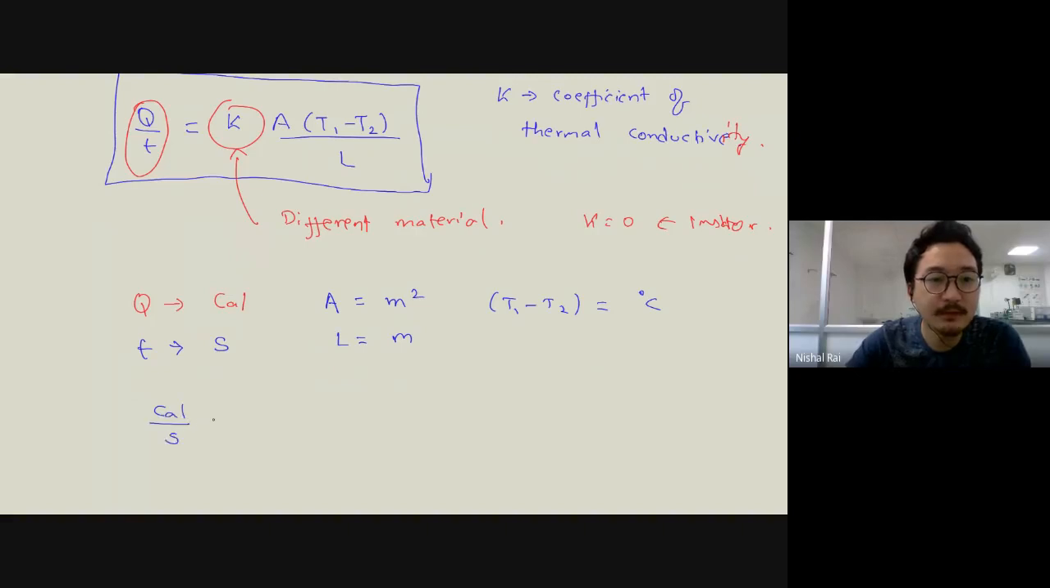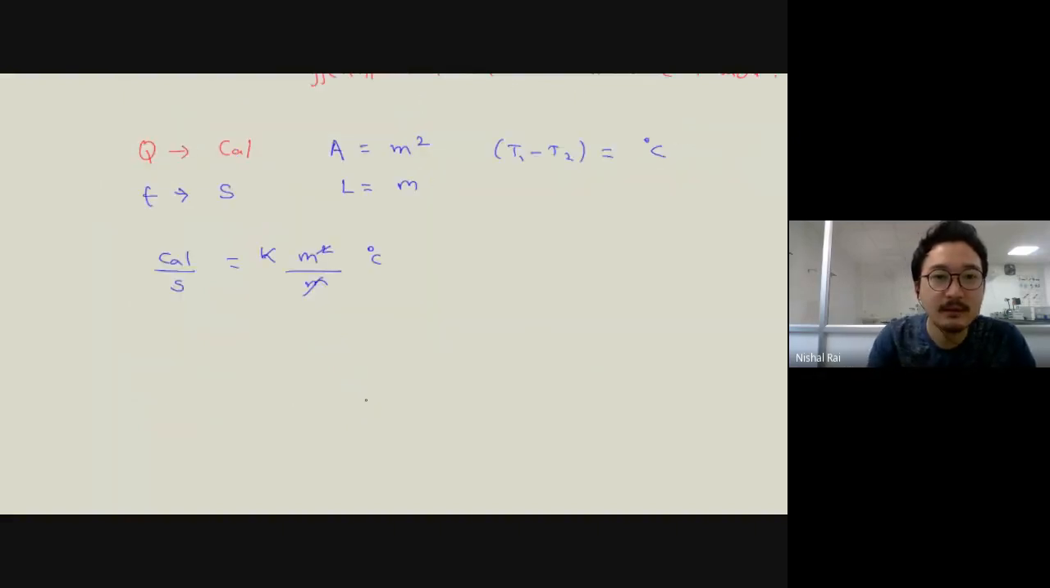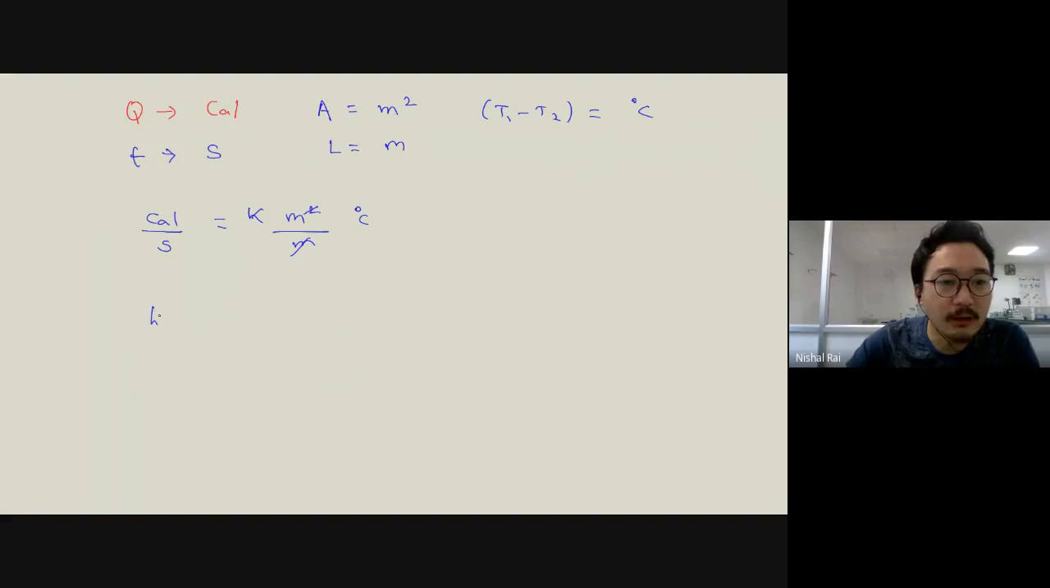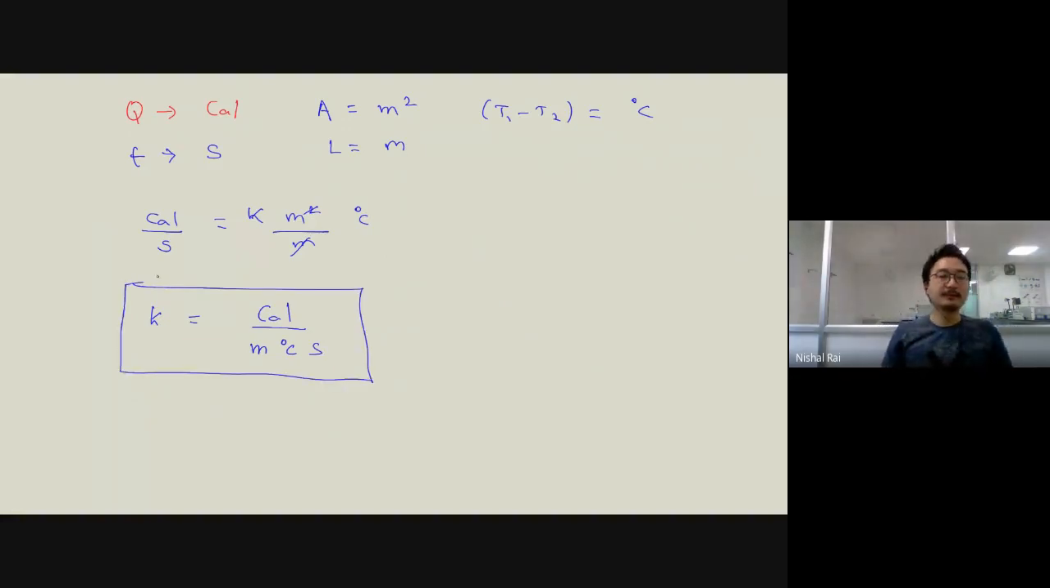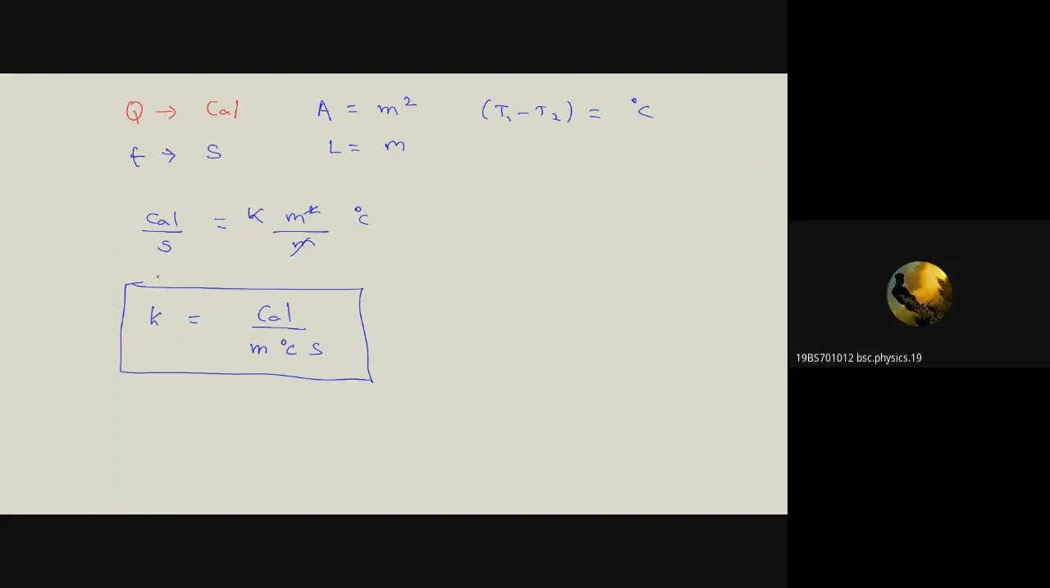Calorie per second. So K, we don't know the dimension of this. This is basically meter square divided by meter, and this is basically degree Celsius. If you cancel these two, basically the unit of thermal conductivity is calorie per meter degree Celsius second. Clear? Is this clear? Yes, sir.